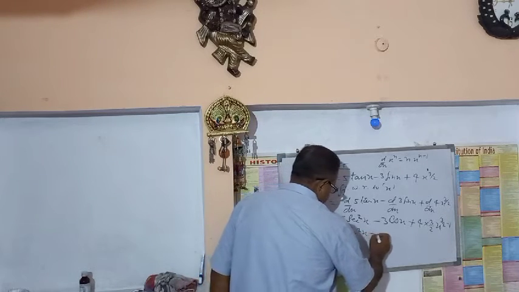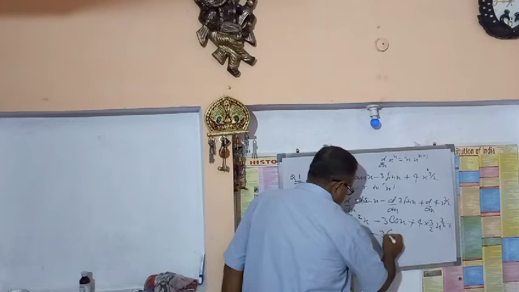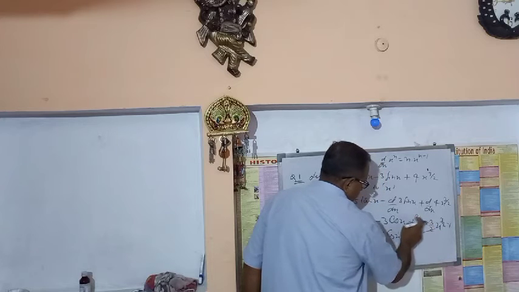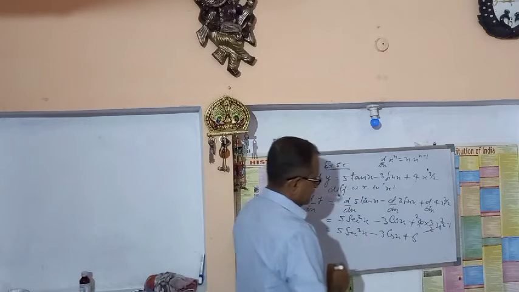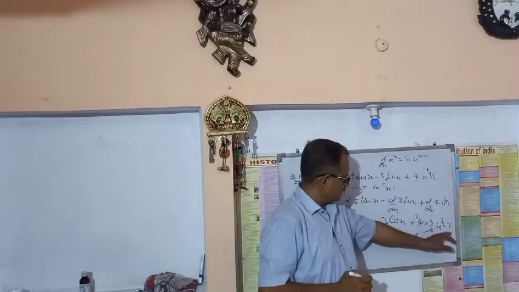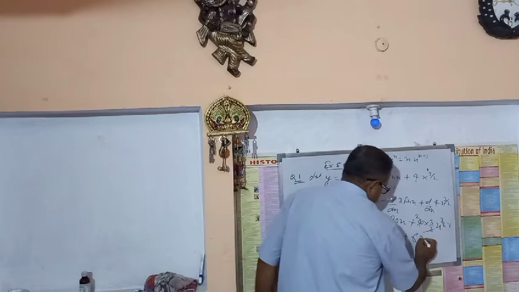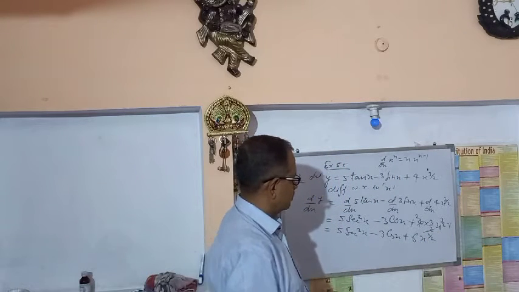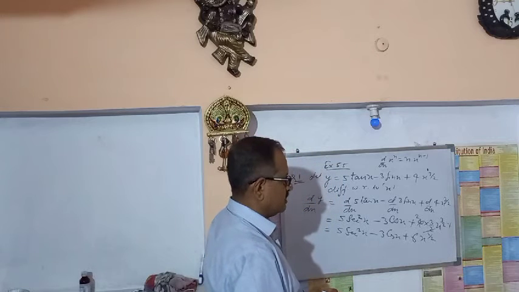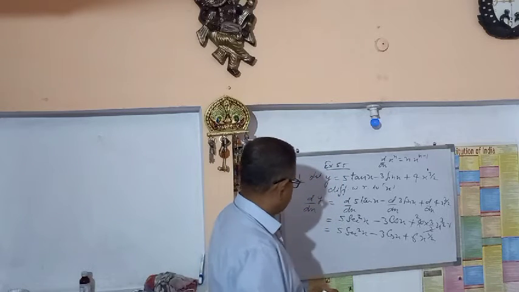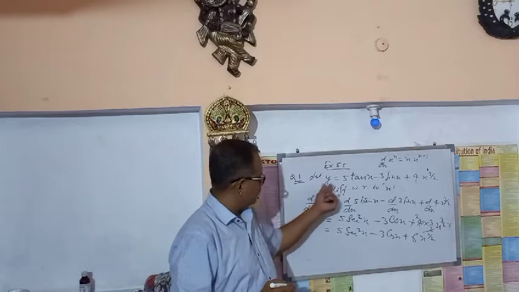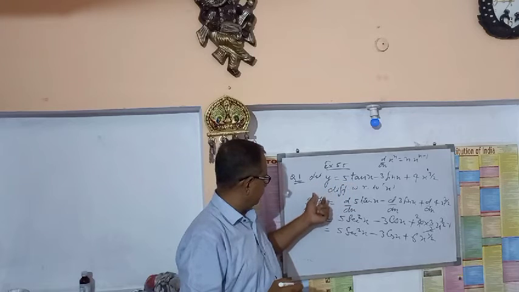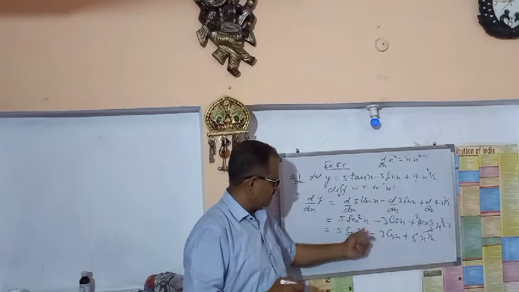5 sec square x minus 3 cos x plus 2 to the 4 and 2 into 3 6. 3 by 2 minus 1. So it will be x to the power 1 by 2. 3 by 2 minus 1, x to the power 1 by 2. So this is the answer. We have to differentiate each term. We will suppose the given function is equal to y, and differentiating with respect to x, we can do it.